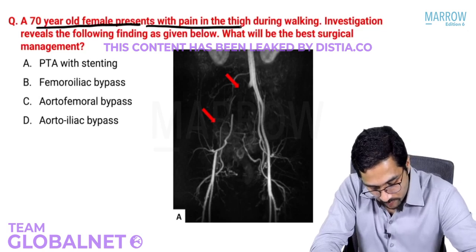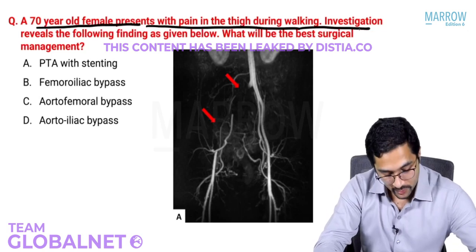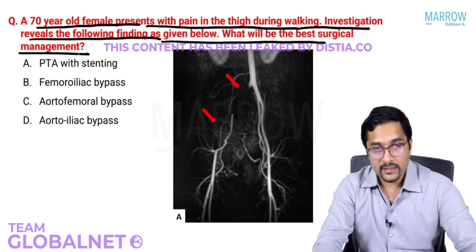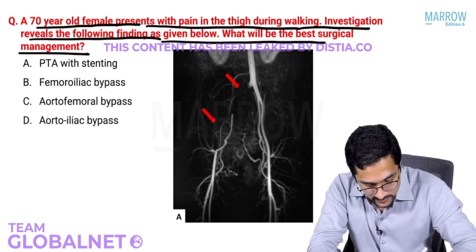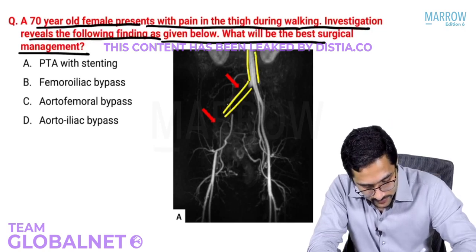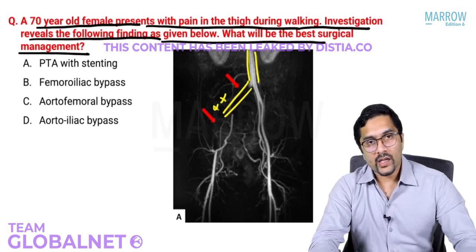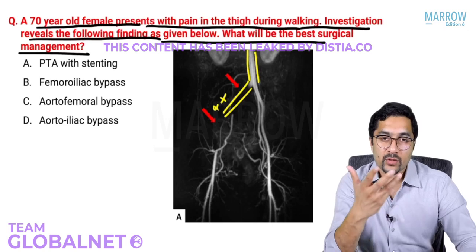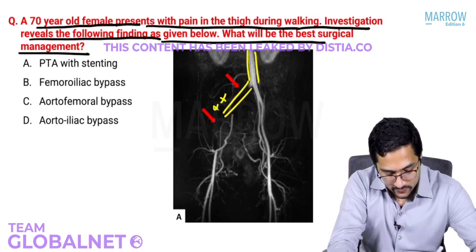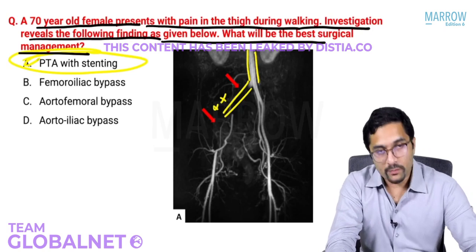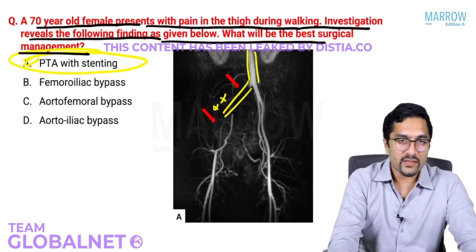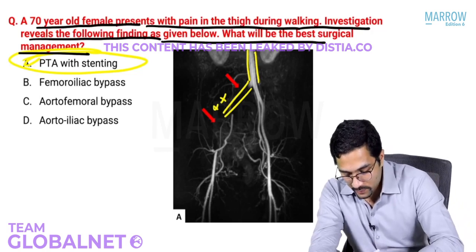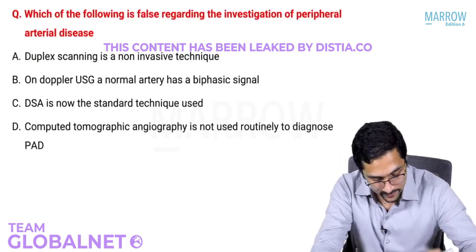A 70-year-old female presents with pain in the thigh during walking. Investigation reveals the following findings. What will be the best surgical treatment? So you can see here, this is the aorta, and the block is in the iliac vessels. Now, if there is an iliac block, I told you for iliac blocks, endovascular procedures work well. So the first line of treatment will be angioplasty with stenting. If angioplasty with stenting fails, then we will carry out a bypass in these patients. But first would be angioplasty and stenting.